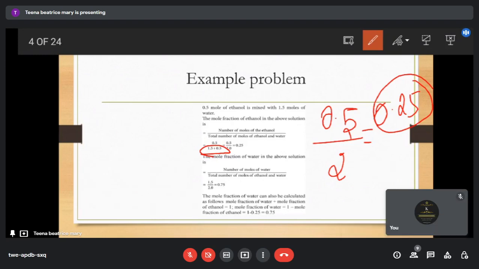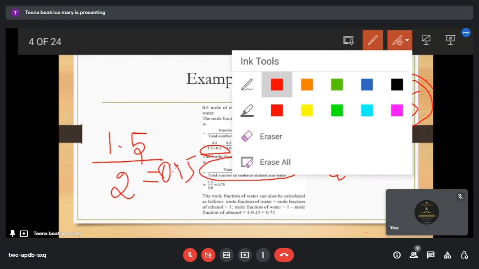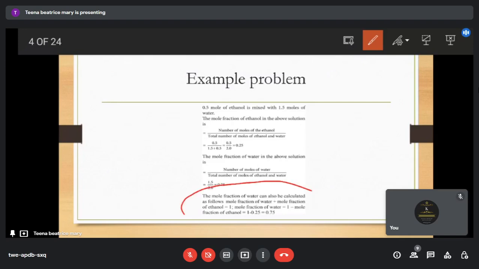So automatically the remaining of this 100% is what is called water. So the number of moles of water divided by the total number of moles of ethanol and water, means 1.5. For water, 1.5 mole divided by again 2. So if you divide 1.5 by 2, that is 0.75, given over here, 0.75. So next, look at what they have given here. So the mole fraction of water can also be calculated.